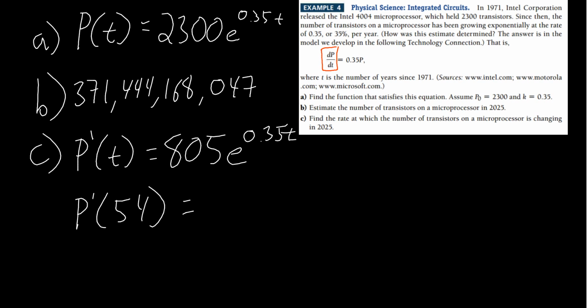Okay. Well, what is p prime of 54? We plug in 54 for t, and we have 805 times e raised to the 0.35 times 54.